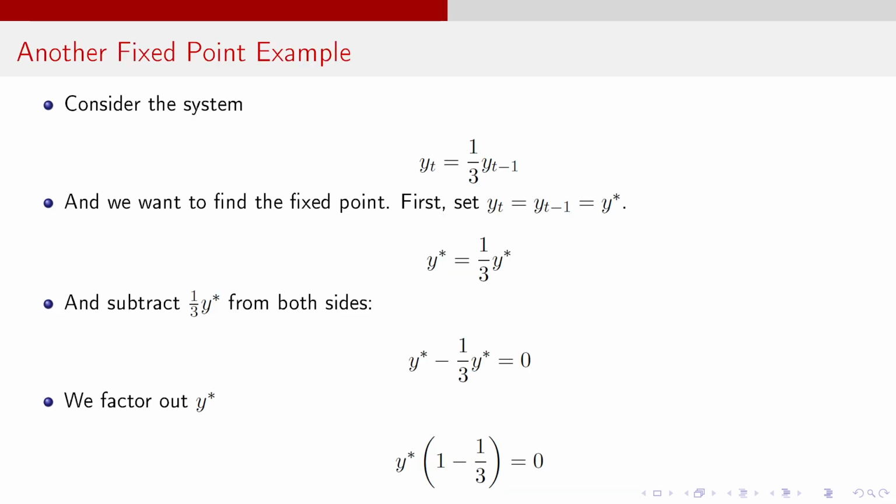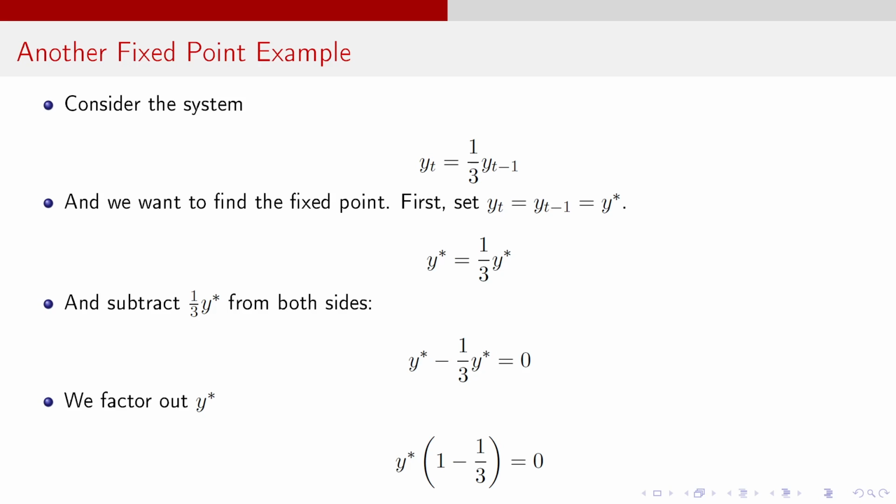Here's an example. Consider y_t equals 1/3 y_{t-1}, and we want to find that fixed point. So what's the first thing that we're going to do? Well, I'm going to set y_t equals y_{t-1} equals y star. So every value of y is just equal to y star. So y_{t-1}, if there's a y_{t-2}, whatever, they're all equal to y star. And then I'm going to subtract 1/3 y star from both sides. I want to get y on one side and everything else on the other.